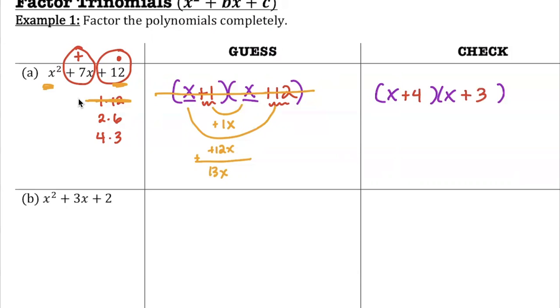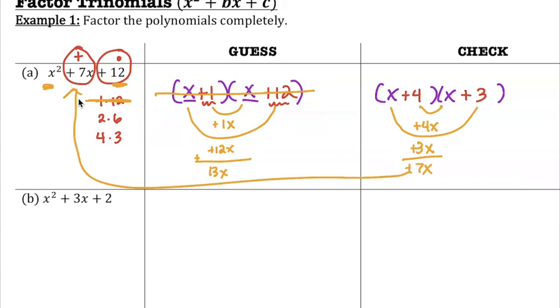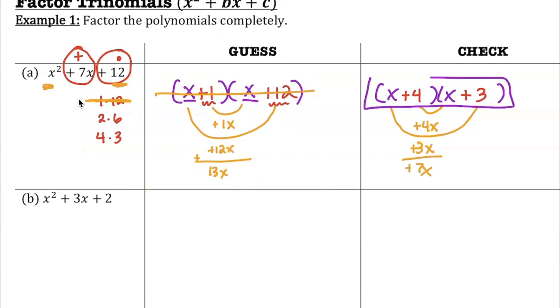Well, here, look what happens. If I do 4 times x, we're going to get 4x. x times 3 is going to be a +3x. And if I add those guys together, we get the middle term of 7x. What that tells me then is that this is going to be my final factored form. That's what this guy breaks down into. Those are the 2 polynomials that we multiplied together originally to get that guy.